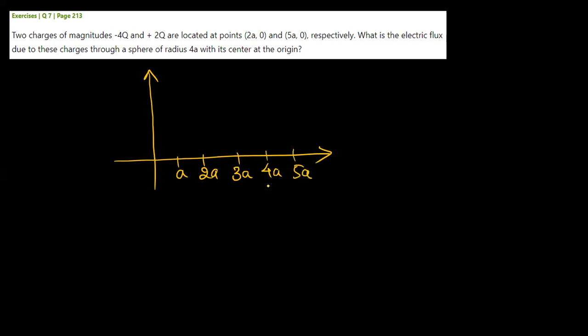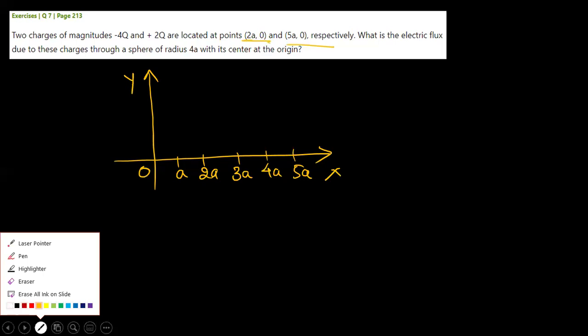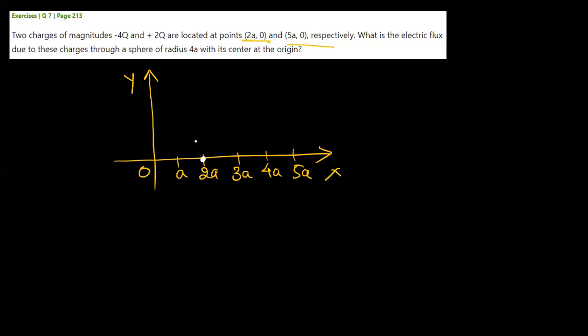Two charges of magnitude minus 4q and plus 2q are located at 2a comma 0 and 5a comma 0. So let us draw one figure where coordinates are a, 2a, 3a, 4a, and 5a. Since everything is given on the x-axis, I'm taking only the x-axis into consideration. This is the origin, this is the x-axis, this is the y-axis. The charge at 2a comma 0 is minus 4q, and I have plus 2q at 5a comma 0.